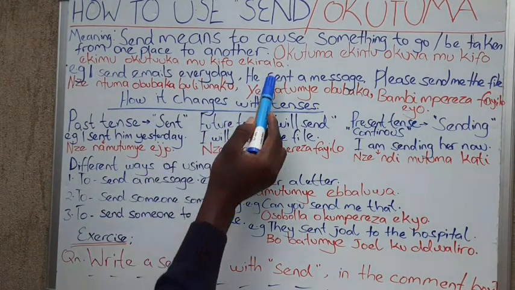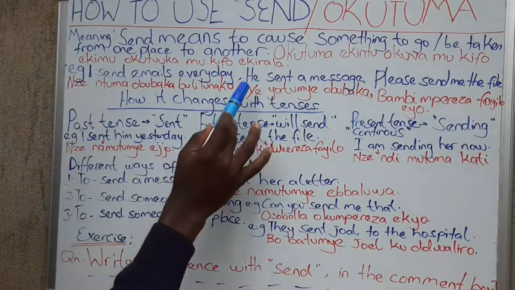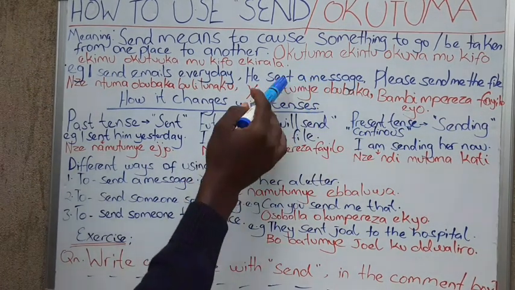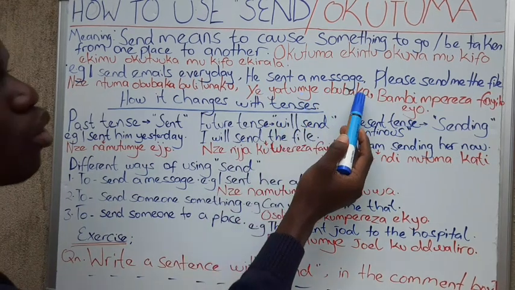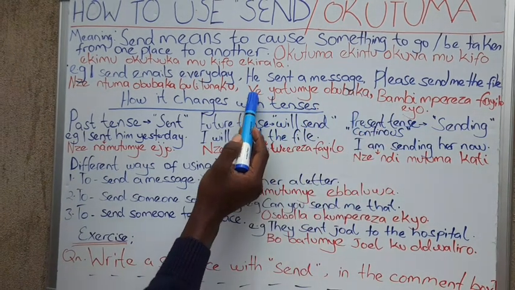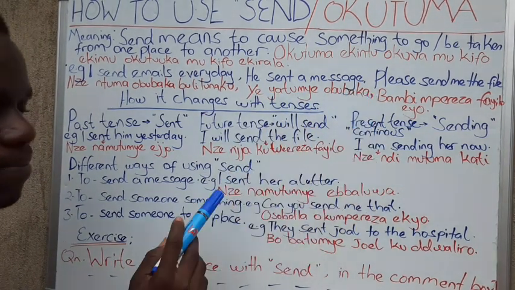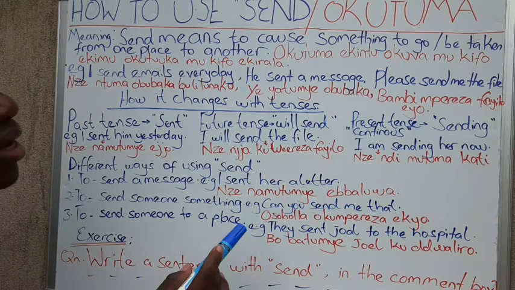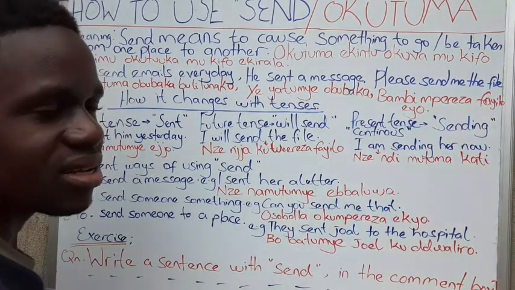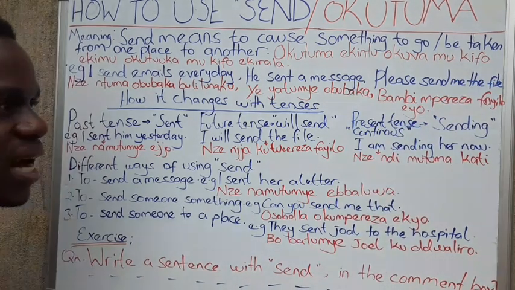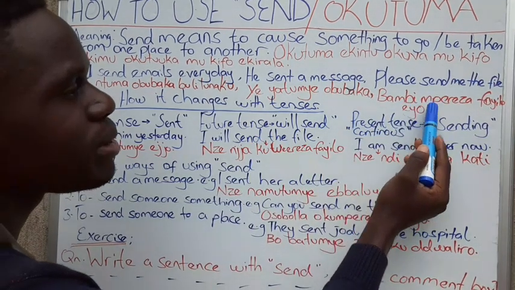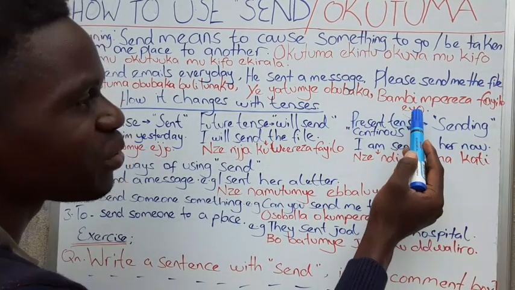Another example, he sent a message. He sent a message, and this in Luganda is ye because of he. Ye yatumye obubaka, message obubaka. Another example, please send me the file. And this in Luganda is bambi mpereza file eyo.